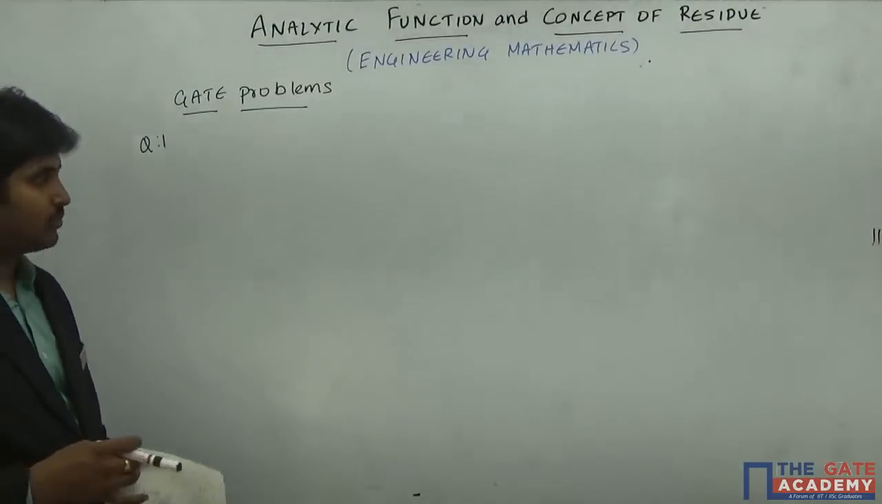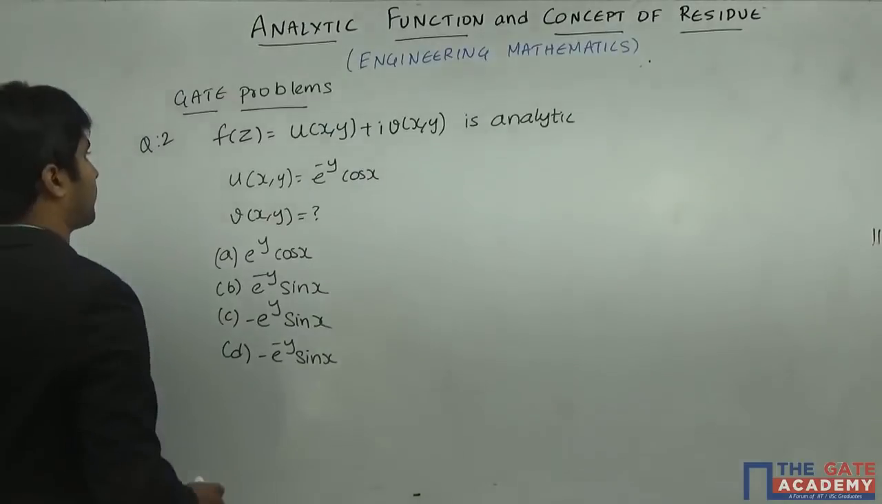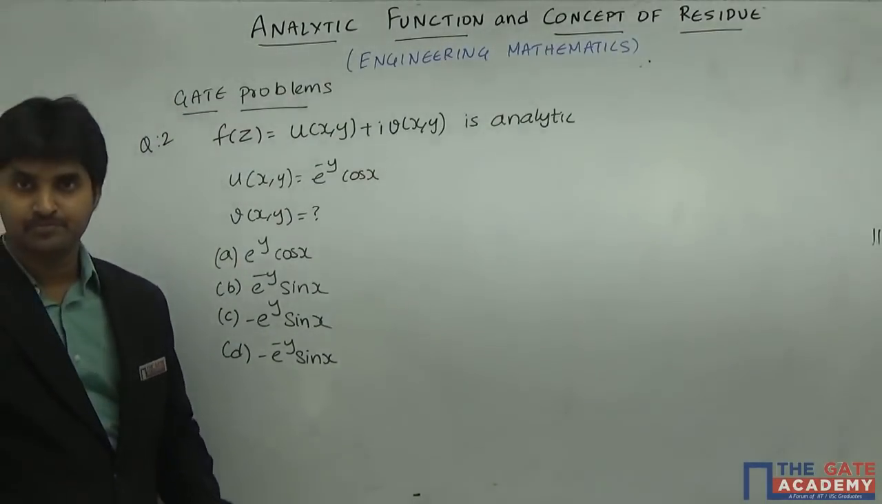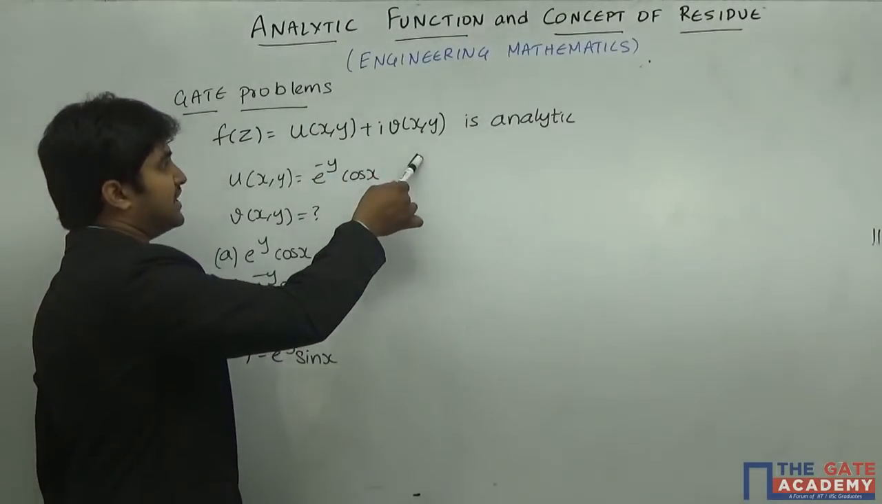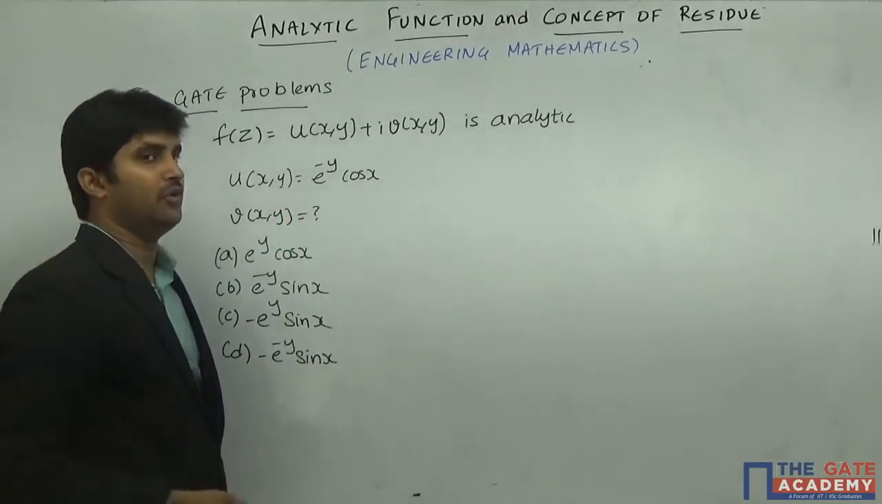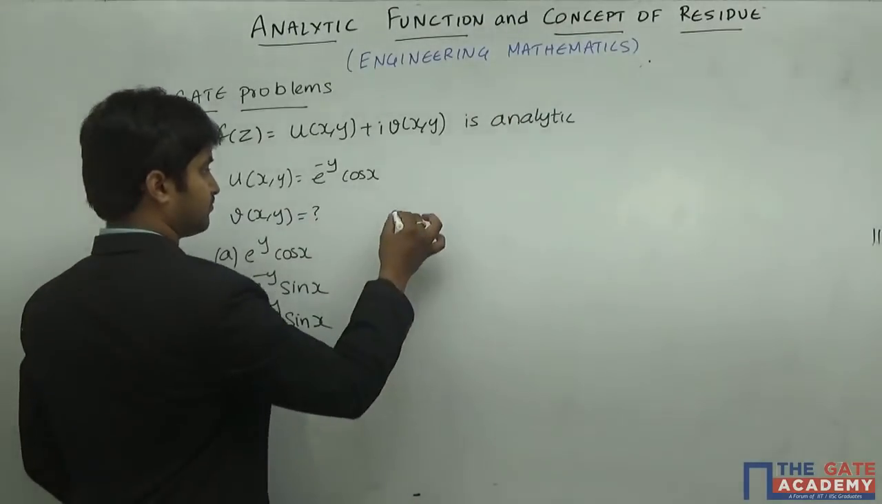So let us solve one more problem based on the same concept. Once again, it is based on the same model. Given the function f of z is analytic, which is u of x comma y plus i into v of x comma y, and given u of x comma y, what is the value of v of x comma y? I think you can easily solve the problem.